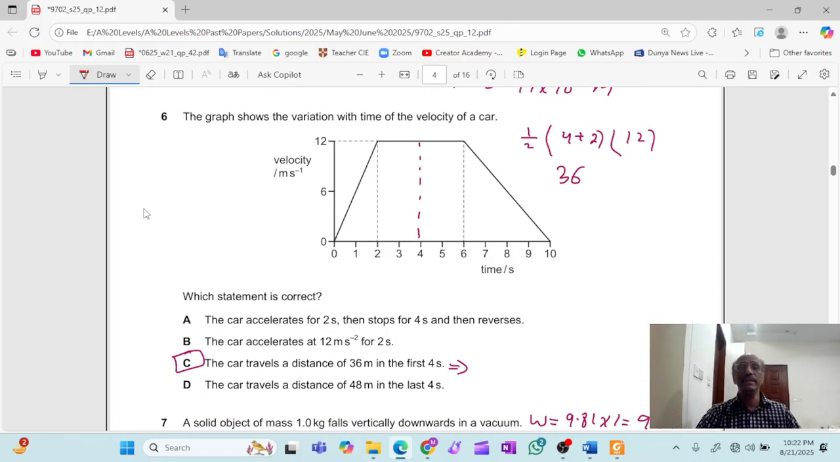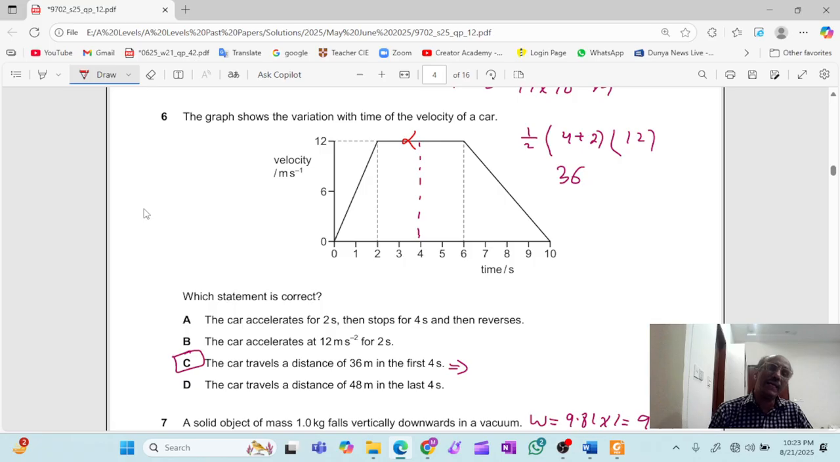The graph shows the variation with time t of the velocity of a car. Which statement is correct? The car accelerates for 2 seconds, then stops for 4 seconds. This is not the stop formation for a v-t graph. If the graph were a distance-time graph, this would show that the car is at rest, but here it is moving from this particular time at a constant velocity. The car accelerates at 12 meter per second for 2 seconds.